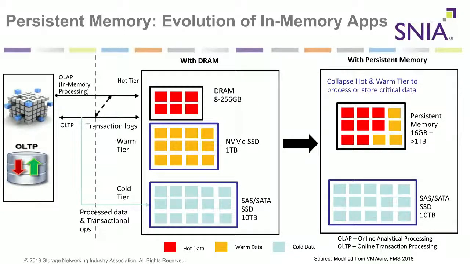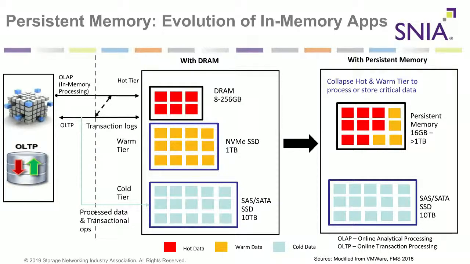Here's an example of an OLTP and an OLAP kind of environment, right? With DRAM, without persistent memory in the picture, traditionally, you would be keeping all your hot data in the DRAM, and warm data, like less frequently used, but not really cold data, would be in your warm tier, typically an SSD, and your cold data, which is used very infrequently, would be in SATA SSDs.